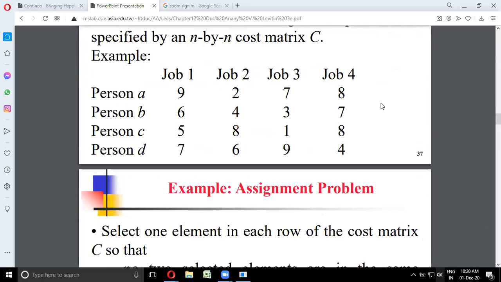Yeah. So we have come to the job assignment problem, how to assign and how to draw the state space tree. All that I'm going to teach you.